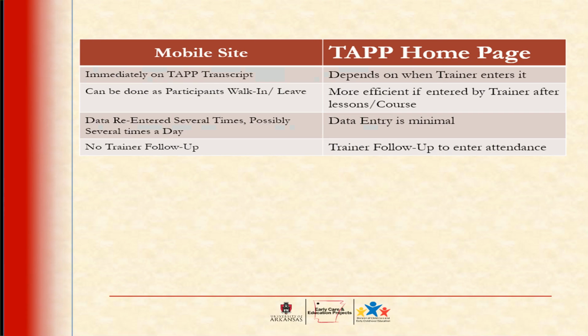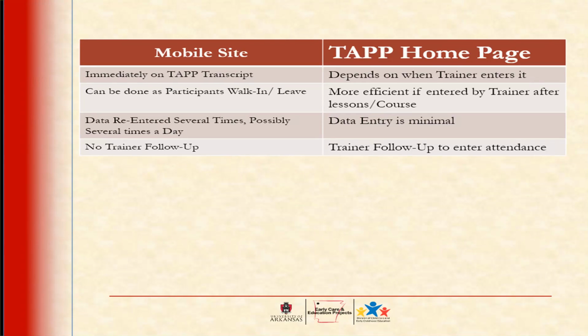In terms of entering attendance, both the mobile site and the TAPP homepage are easy to use. The mobile site was designed for the trainer to be able to set up an iPad or laptop, and the participants could enter their own attendance when they completed the lessons. The homepage method does not work that way, though. It's more of a trainer's use only.